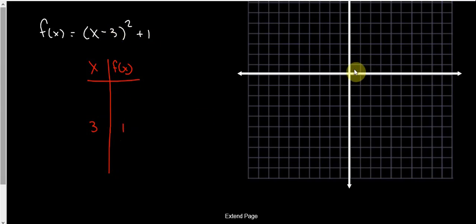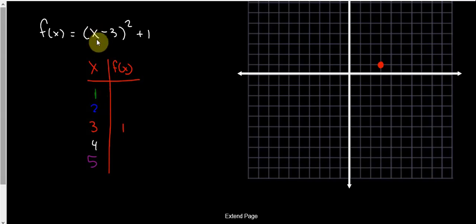So 3 in the x direction, 1, 2, 3, 1 in the y direction, and there is our vertex. Now, we're going to want to pick 2 numbers above and 2 numbers below. So I'm going to want to pick a 2 and a 1. And I'm also going to want to try a 4 and a 5 to help me fill out the shape of this graph. Now, I don't care whether you do this in your head, on scratch paper, or in a calculator, but all I'm going to do is plug these numbers in, and it's plug and chug from here.